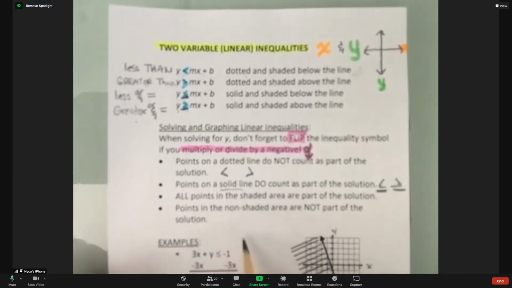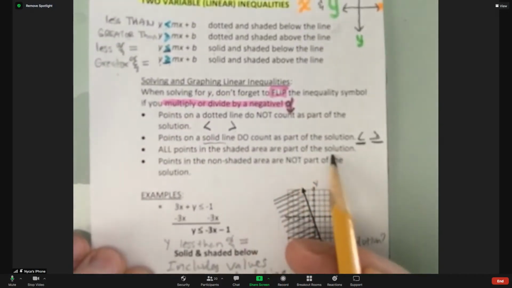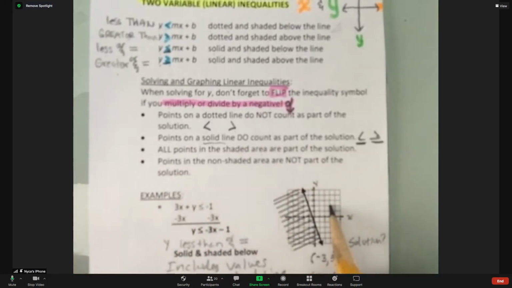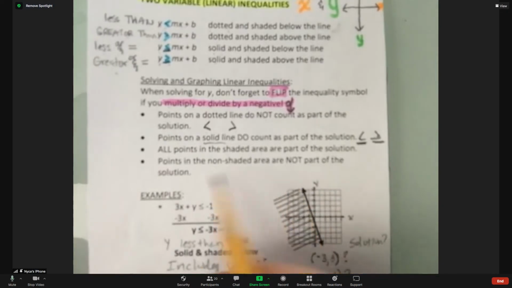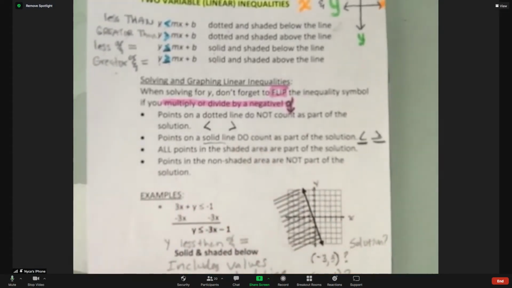If you graph it, you will see a shaded area. Anything that exists within the shaded area, so there's tons of answers, those are solutions. However, points out here that are not in the shaded area are not solutions. They would not work if you were to plug them into the equation.